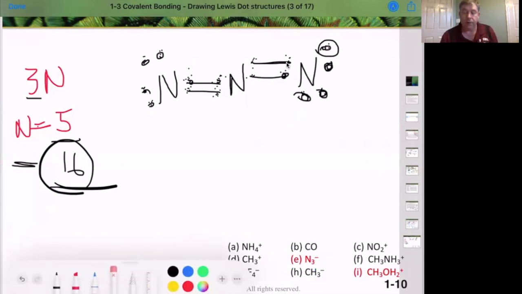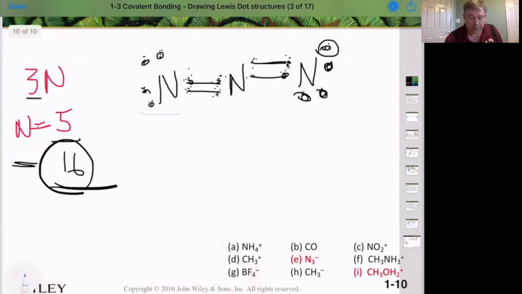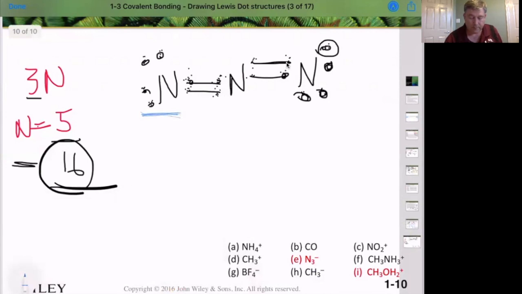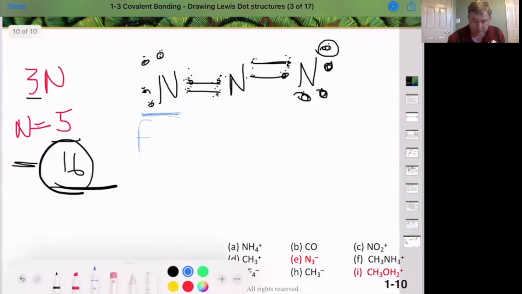Okay, so now that we have our Lewis dot structure done, we can calculate our formal charge. So let's calculate formal charge for this nitrogen first. Actually, yeah, let's calculate our formal charge for this nitrogen here. Okay, so formal charge.